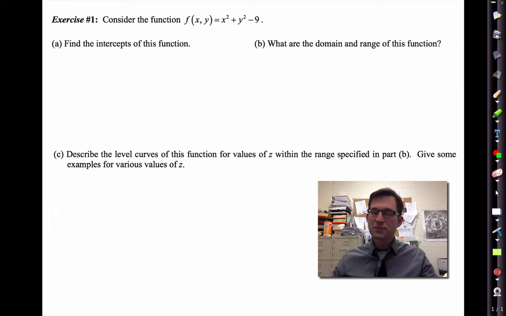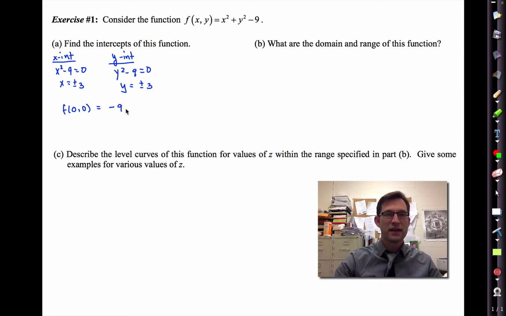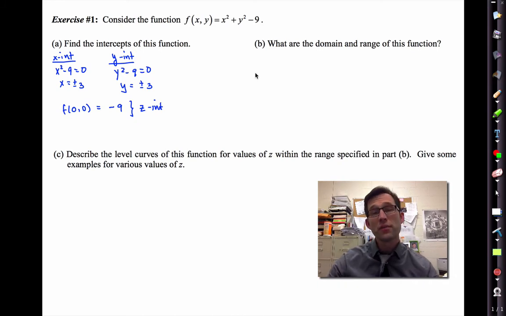Alright, well, the intercepts are pretty easy, and they all exist, which is kind of nice. For our x-intercepts, we would set y and z equal to 0, and we'd have x squared minus 9 equals 0, and x would be plus or minus 3. For the y-intercepts, we'd set x and z equal to 0, and we'd get y squared minus 9 equals 0, and y equals plus or minus 3. And to get the z-intercept, we will literally evaluate f of 0 comma 0, and that's negative 9. So that's my z-intercept. With a multivariable function, there can be only one z-intercept, but multiple x and y.